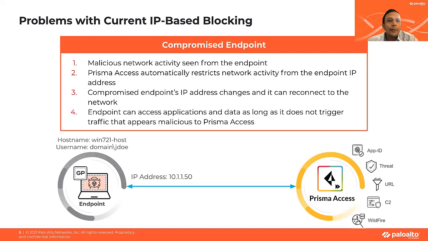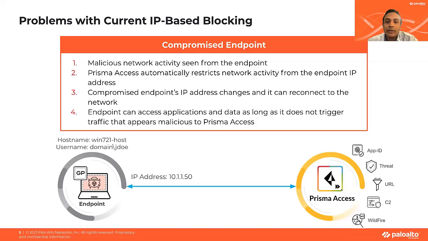As we know, customers realize that the current security solutions, which rely heavily on IP address-based blocking, are not adequate for the modern advanced threats we see in the network today. Take an example: malicious activity can be seen from the endpoint. Then Prisma Access will automatically restrict the network activity from that endpoint using the IP address. But the reality is that the IP address of that endpoint can change, and the endpoint can reconnect to the Prisma Access infrastructure.